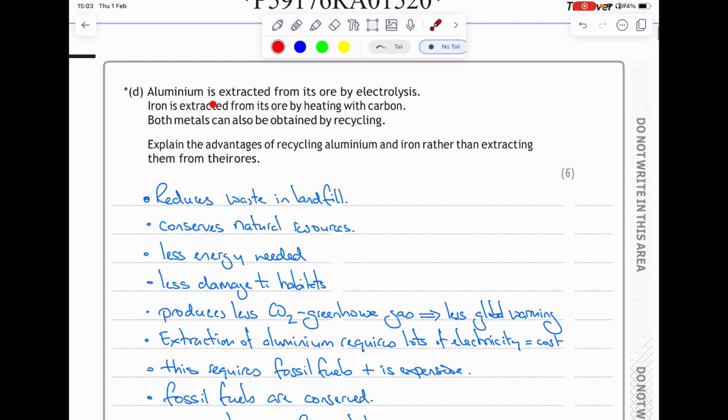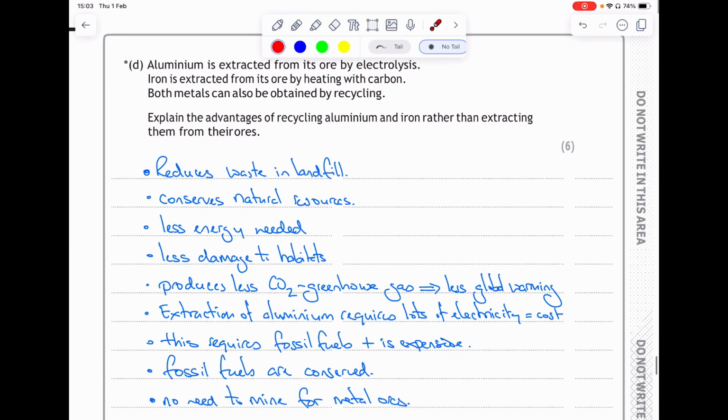Okay, in this part of the question, we've been told that aluminium is extracted from its ore by electrolysis, and iron is extracted from its ore by heating it with carbon. So both metals can be obtained by recycling, and it wants us to look at the advantages of recycling aluminium and iron rather than doing the extraction process to get the metals from the ores. So lots and lots of things to think about here.